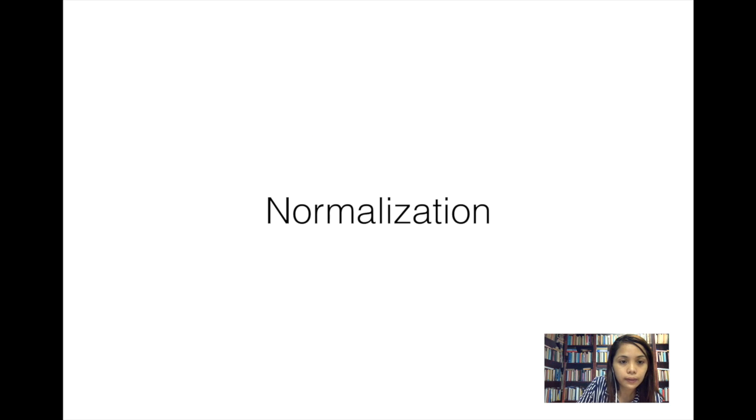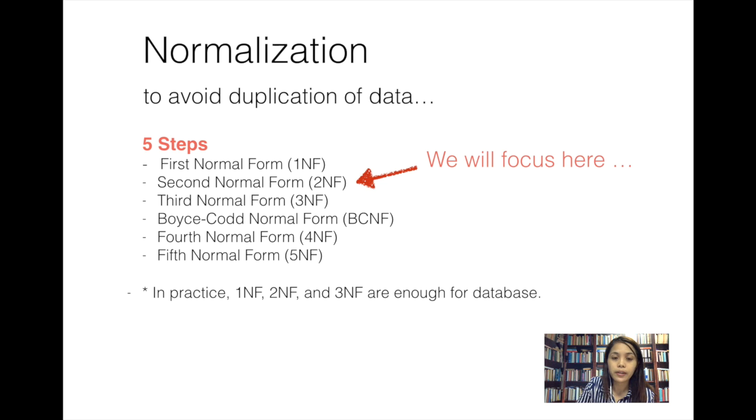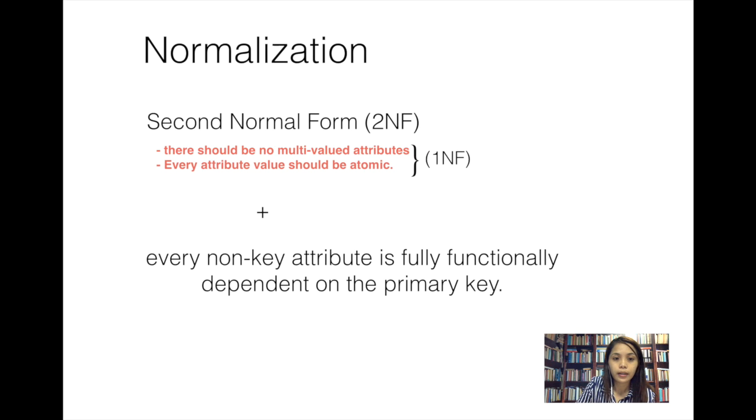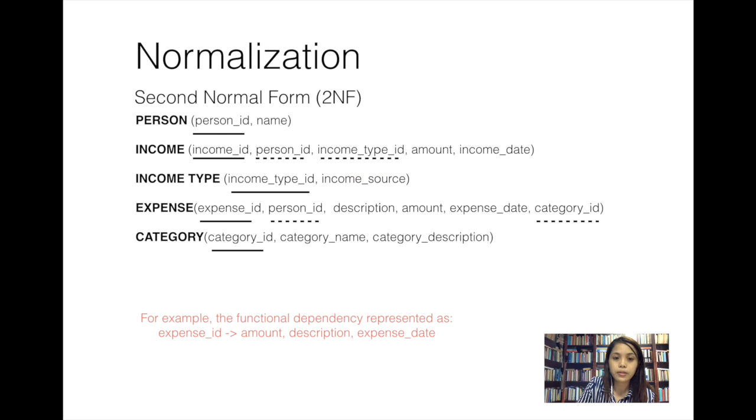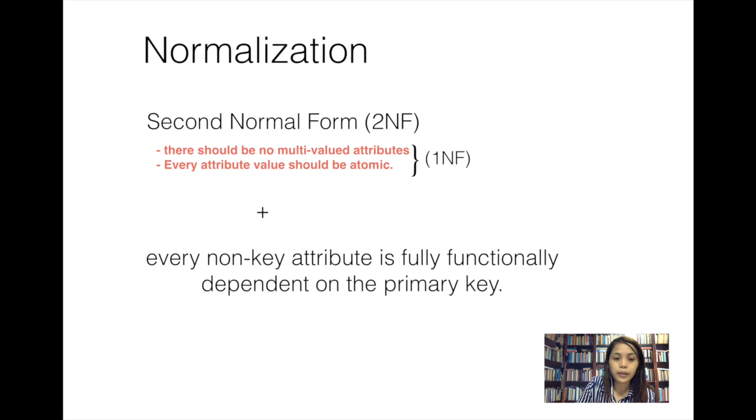Third, we have normalizing the logical design. Okay, data normalization is used to improve the logical design. This to avoid the duplication of data. There are 5 steps in normalization, but we will just focus on the second normal form. The rules are there should be no multi-valued attributes, and every attribute should be atomic. And then if you look at our relation, so far the defined attributes are correct.